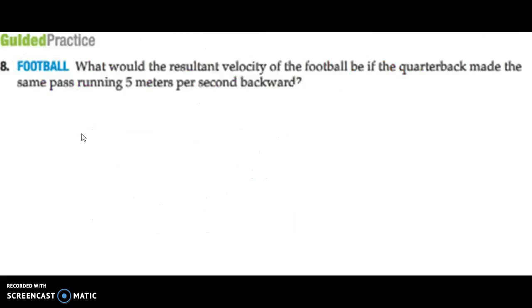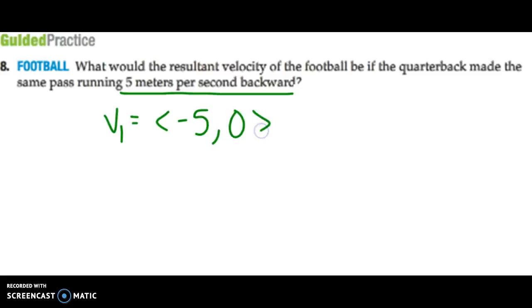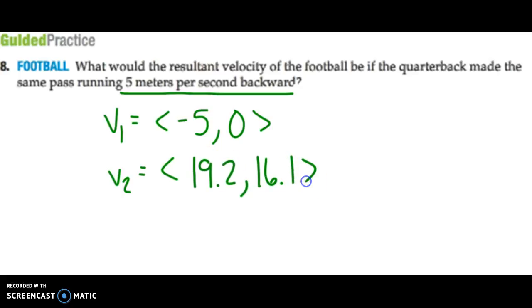Here's one more thing we could think about. It said, what would be the resulting velocity of the football if the quarterback was running at 5 meters per second backwards with the same speed? So my hint for you would be my first vector would actually be -5, 0, because he's running backwards. And my second would be the same. And you could go from here.